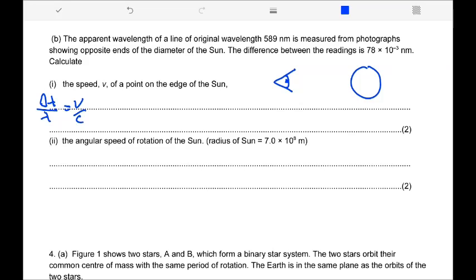Well, the difference between the readings at opposite ends of the diameter of the sun, one end is going to be coming towards us, and one end is going to be going away from us, because the sun is rotating. So the difference between this top reading and this bottom reading is 78 times 10 to the minus 3 nanometers. But that means that the difference between the wavelength here, for example, where it's not moving towards or away from us, is going to be half of this amount.